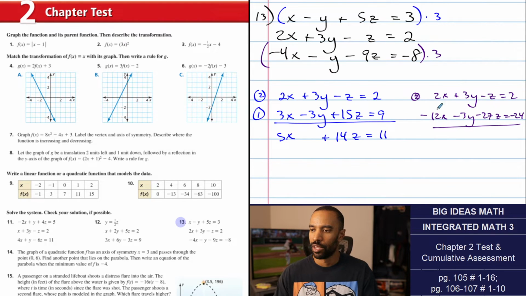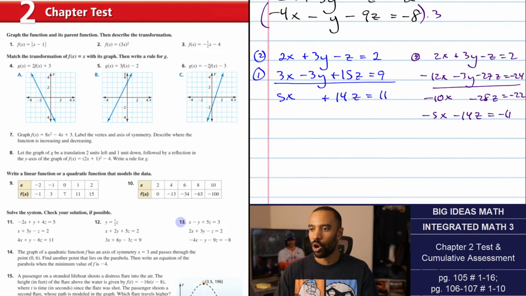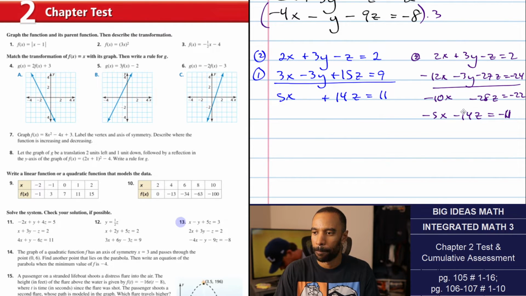Kind of rough fit. This is negative 10x, y's cancel, minus 28z equals negative 22. Let's divide those by 2, and we get negative 5x minus 14z equals negative 11. Oh, look at this. So now this one lines up.